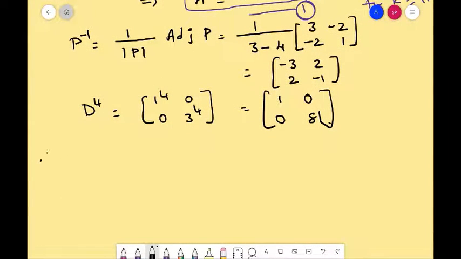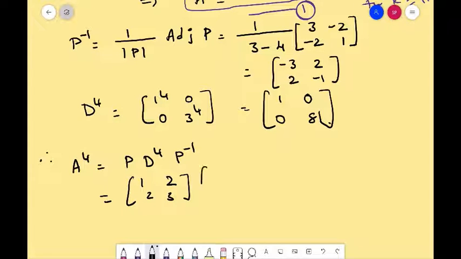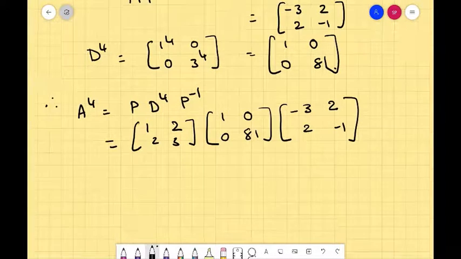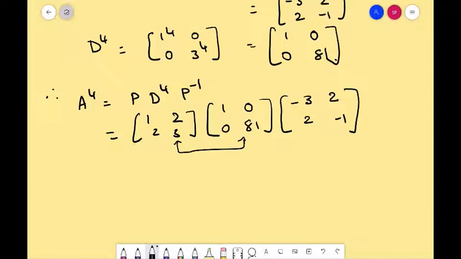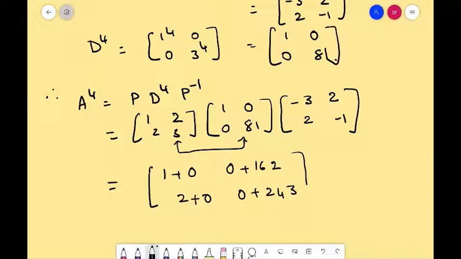Therefore, A power 4 is equal to P into D power 4 into P inverse. We have P, that is 1, 2, 2, 3 into D power 4 is 1, 0, 0, 81 into P inverse is minus 3, 2, 2, minus 1. So you multiply from left to right, multiply first. Anyway, you can multiply. So these two, if you multiply, you will get 1 plus 0 and then 0 plus 162 and then 2 plus 0 and then 0 plus 243 into minus 3, 2, 2, minus 1.